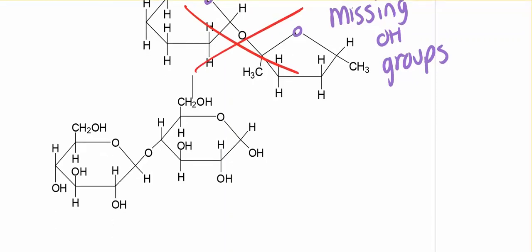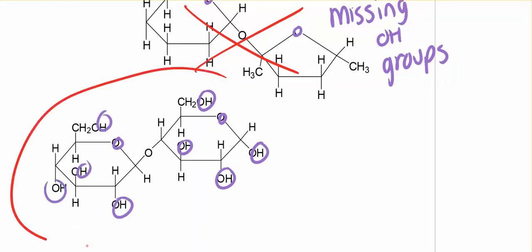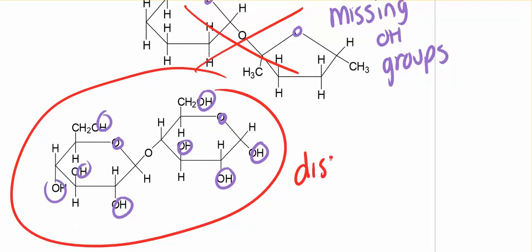Okay. This one has the oxygens in the two rings, so that looks good. And then it also has lots of OH groups. So this one is our disaccharide. Very good.